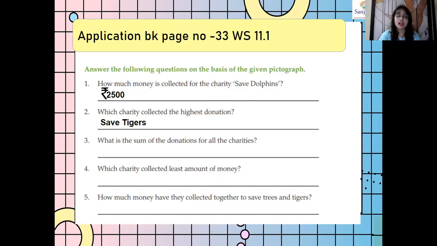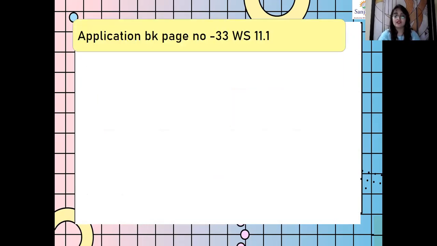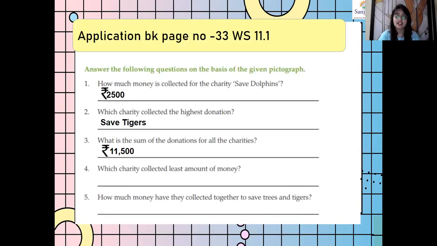Then what is the sum of the donations of all the charities? So you will add all the charities, that is 5000 plus 4000 plus 2500, and you get the answer as rupees 11500.